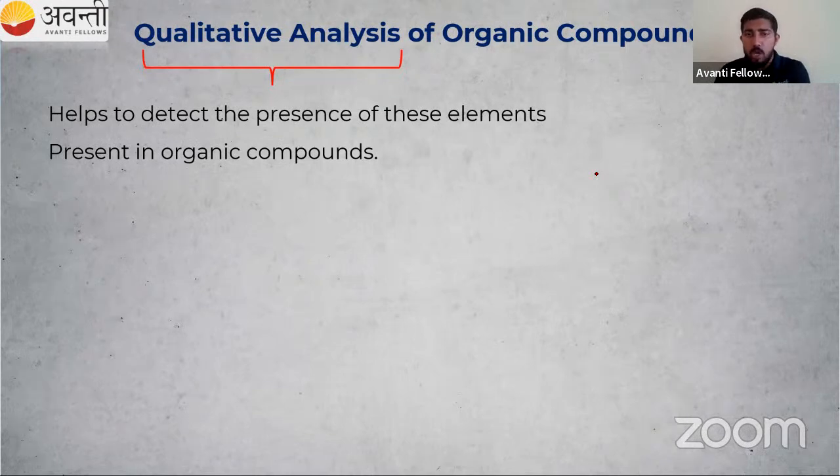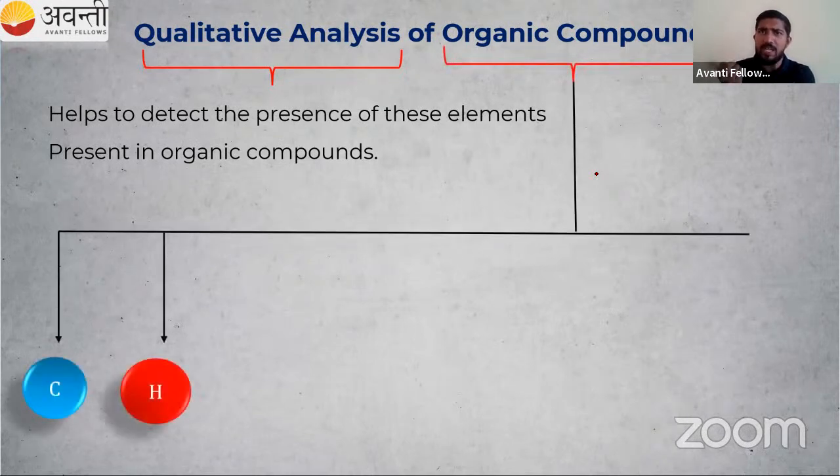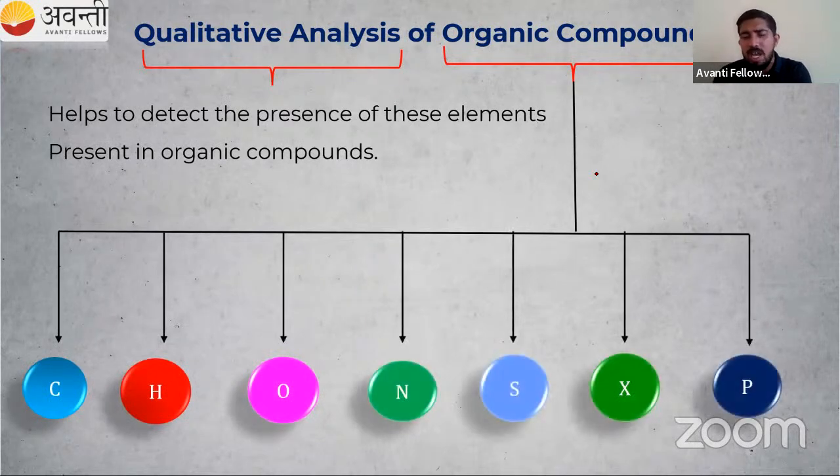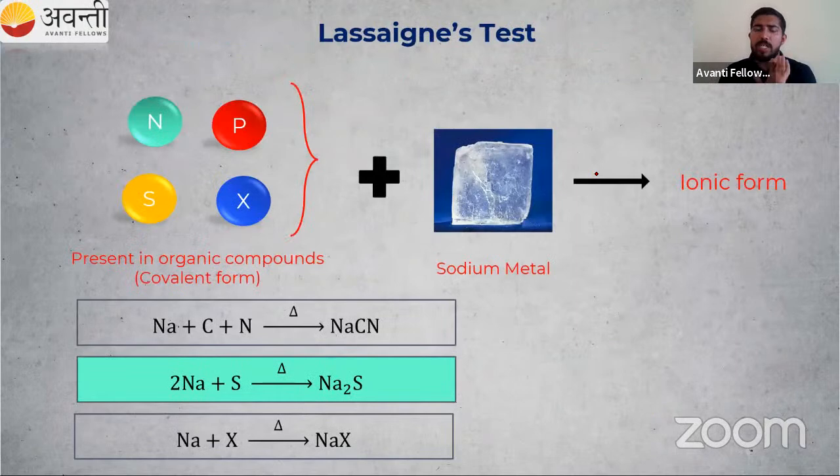in the organic compound. So in qualitative analysis, we can detect whether carbon, hydrogen, oxygen, nitrogen, sulfur, halogen is present. X means halogen, then P means phosphorus. Different elements we can detect. There are different tests for each element. So we have to study that.